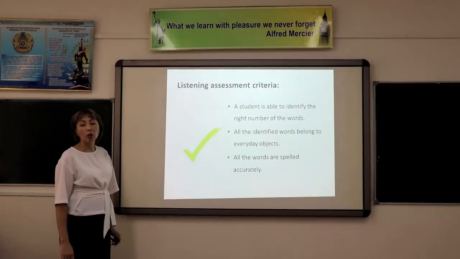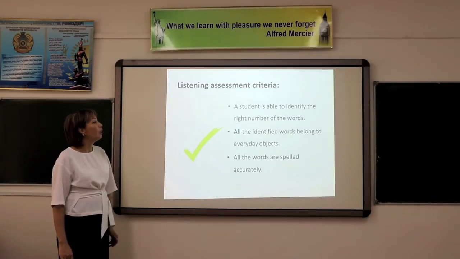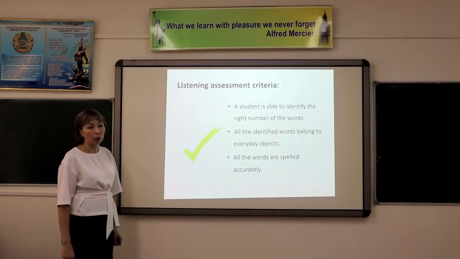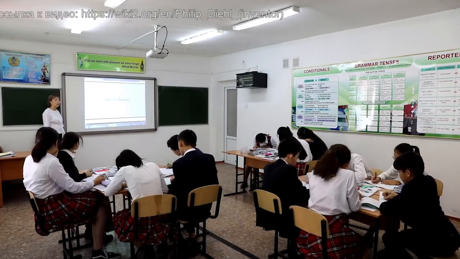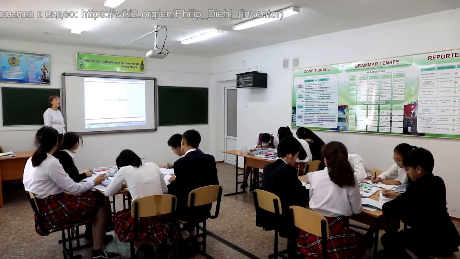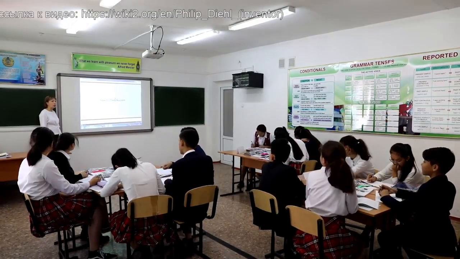Sit down. Now all of you look at the blackboard. You are given the listening assessment criteria. The first criterion is that the student is able to identify the right number of words. All the identified words belong to everyday objects and all the words are spelled accurately. Okay? Now you are going to watch and listen to the video, and your task is to write the everyday objects you hear in this video.